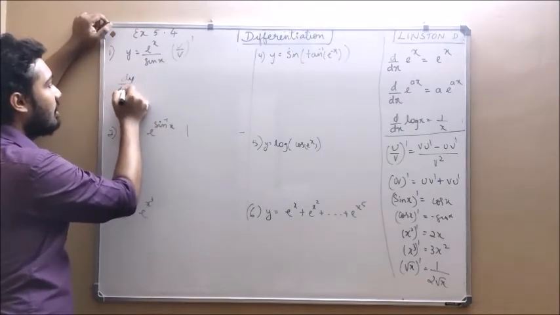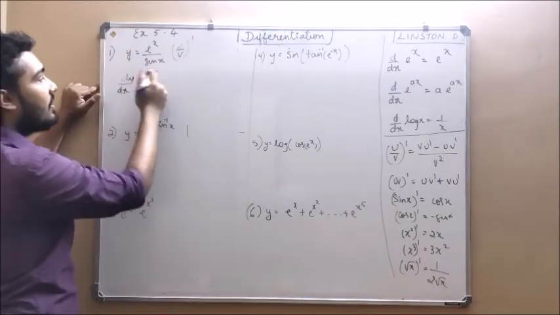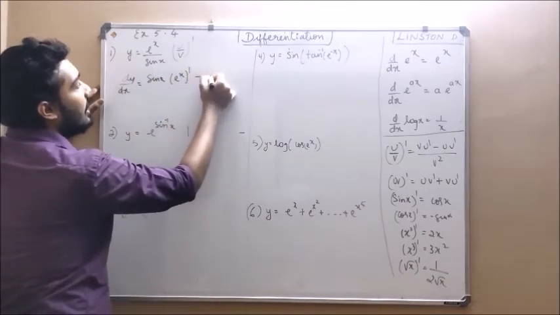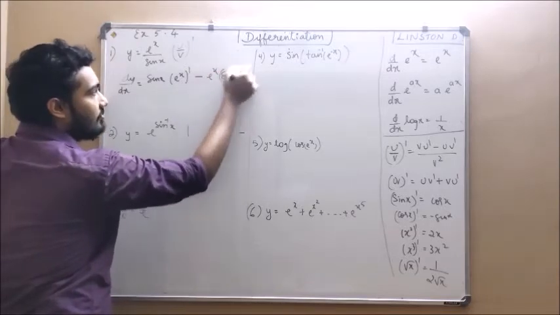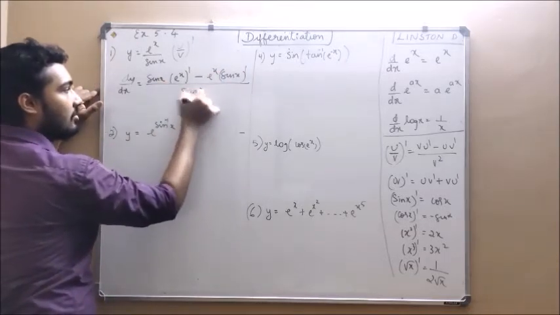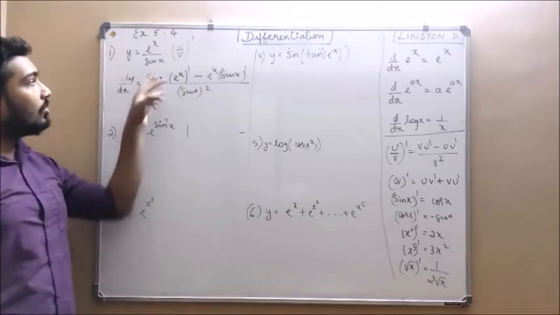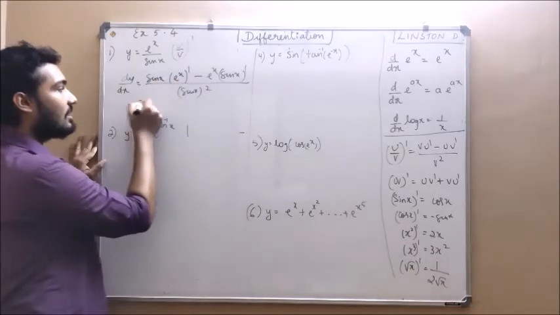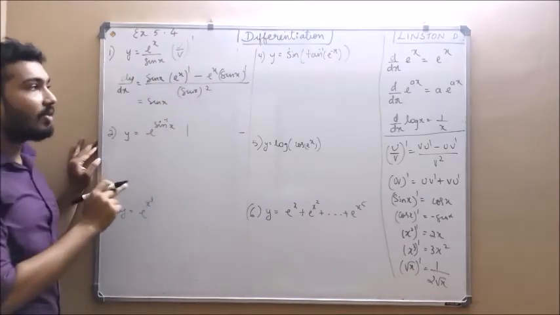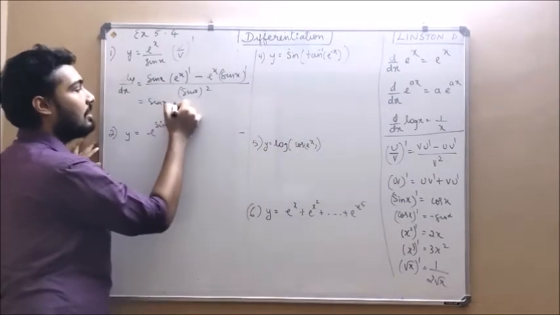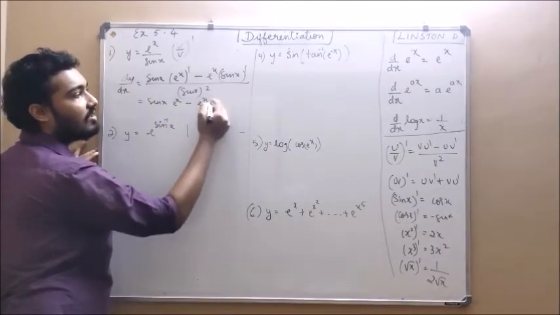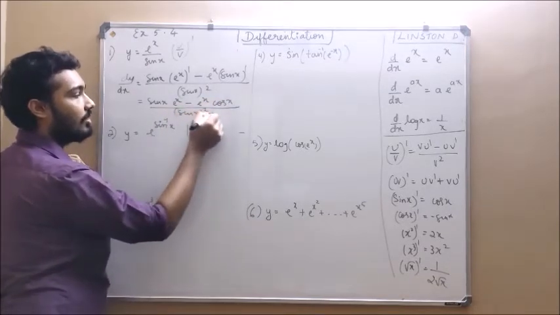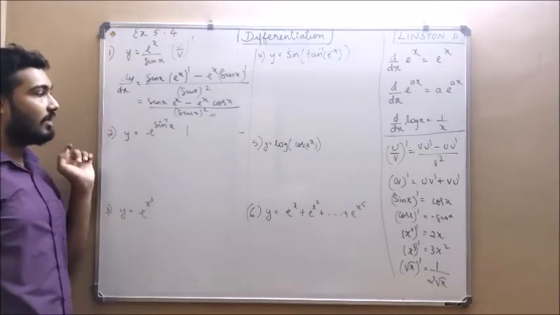dy by dx. Differentiation of this is sin x into differentiation of e power x minus e power x into differentiation of sin x, divided by sin x square. So v u dash minus u v dash. So this is sin x. What is differentiation of e power x? Differentiation of e power x is e power x, minus e power x into differentiation of sin x, which is cos x, divided by sin x the whole square. So this is the answer. This is dy by dx.